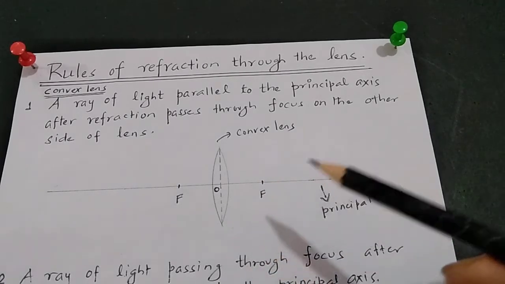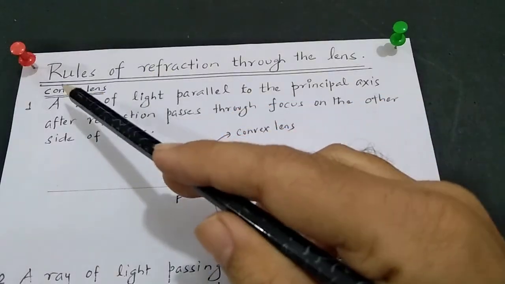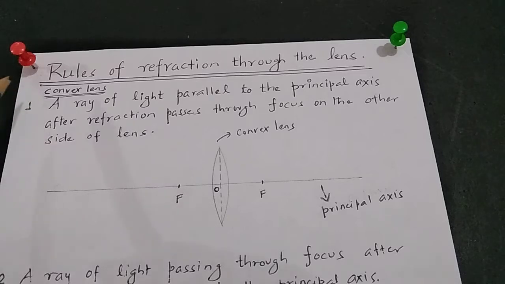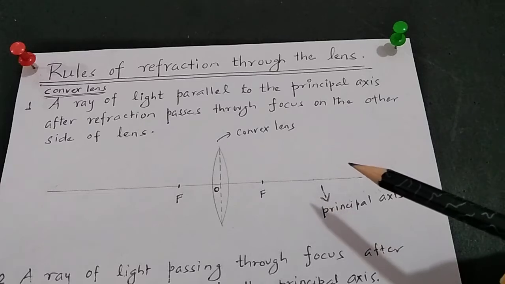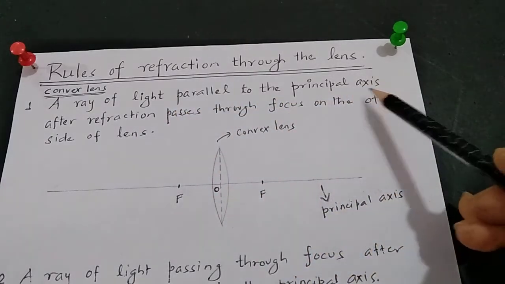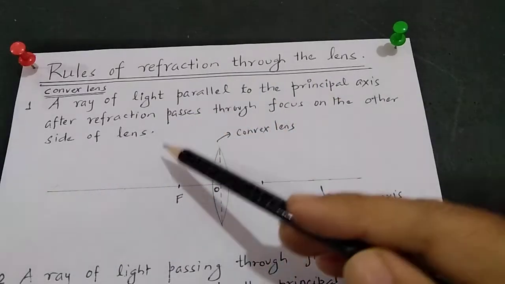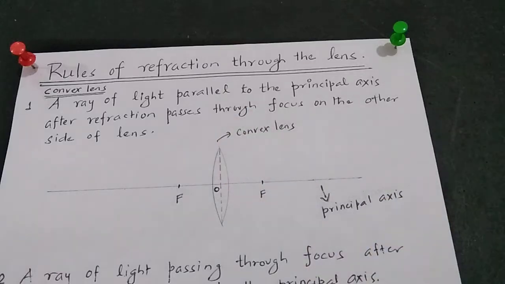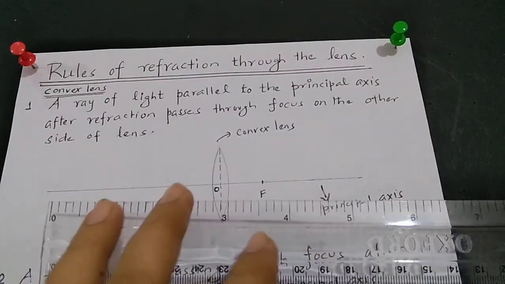Now what does rule number 1 say? Rule number 1: a ray of light parallel to the principal axis, after refraction, passes through the focus on the other side of the lens. So now we set our measuring scale in such a way.